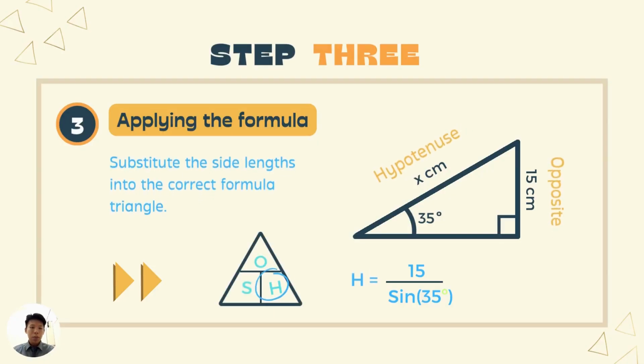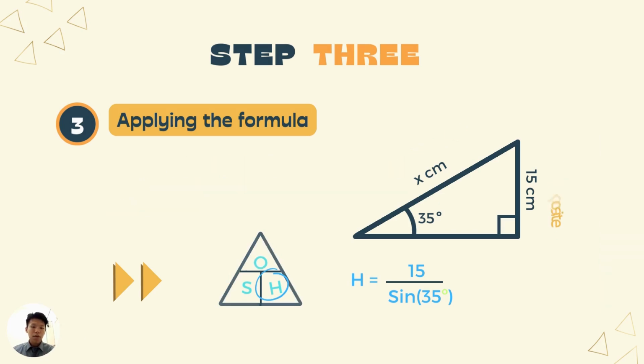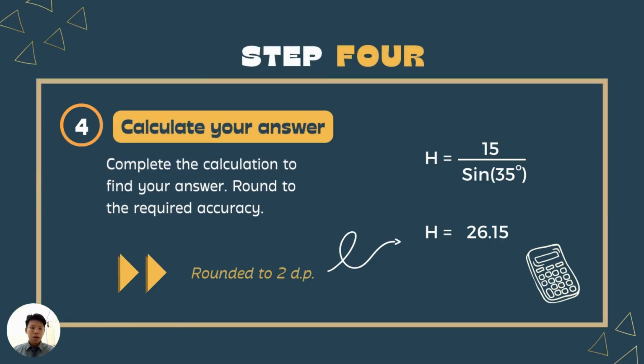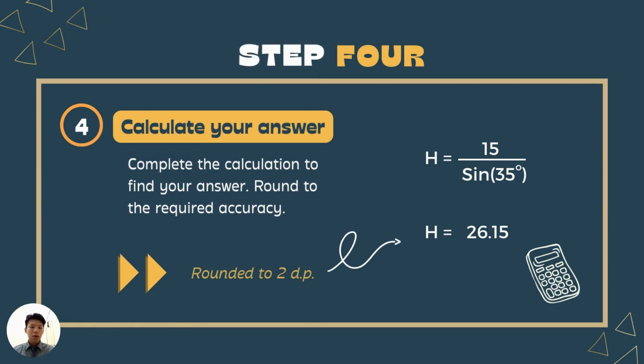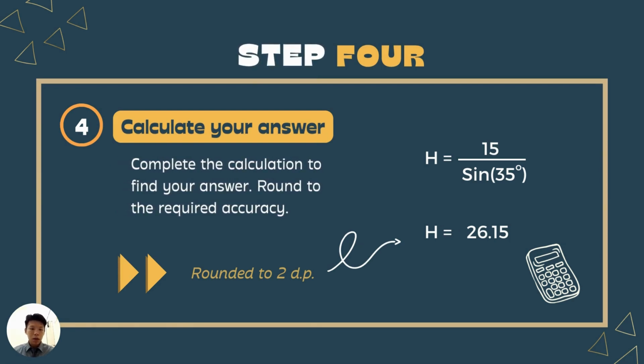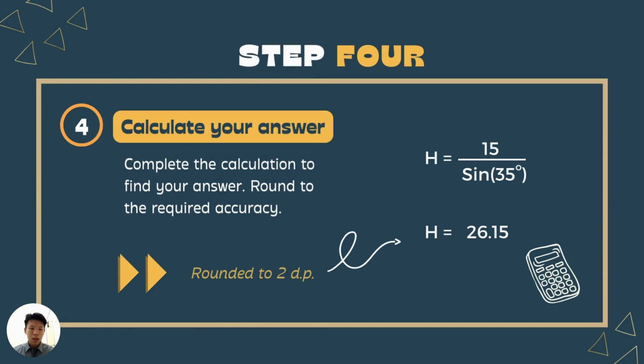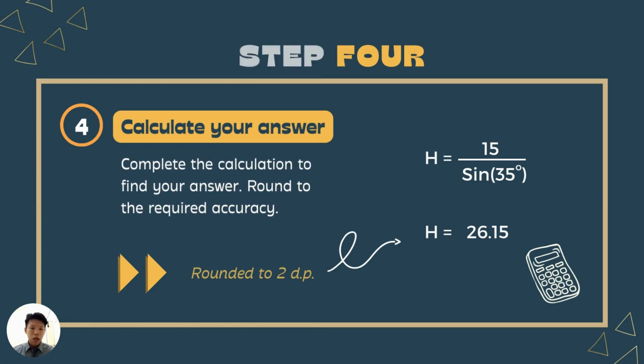Step 3. Applying the formula. Substitute the side's length into the correct formula triangle. Step 4. Calculate your answer. Complete the calculation to find your answer. Round to the required accuracy.